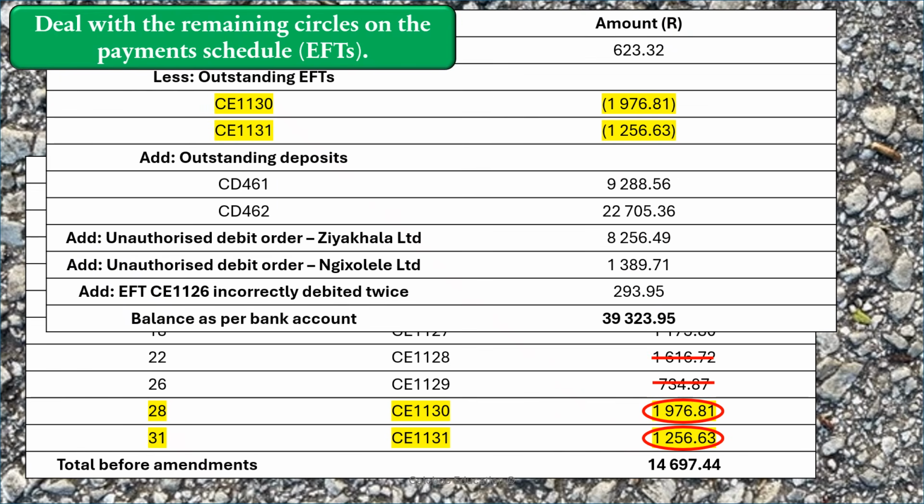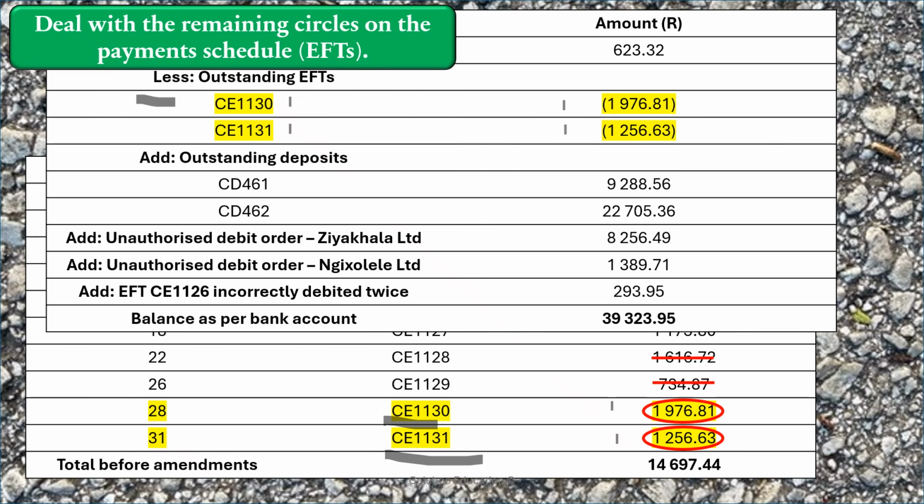and then we need to also look at those payments that were made that the bank hadn't recorded yet. So we had payments, EFTs, that were made, 1976 and 1256, that aren't on the bank statement yet. And we're going to say less outstanding EFTs, 1976.81, 1256.63. Now we've accounted for those circled items that weren't accounted for by the bank.